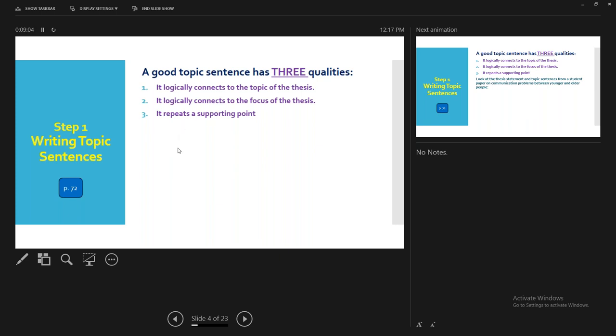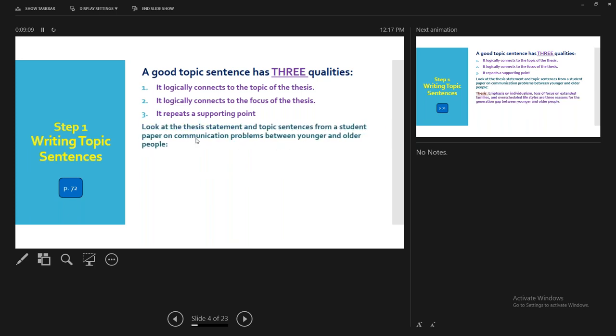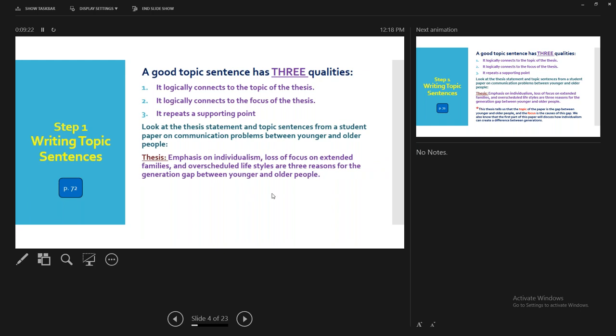Okay. So what do you mean by these three qualities? Let's look at the example we have here, and things will be clearer for you. Look at the thesis statement and topic sentences from a student paper on communication problems between younger and older people. Okay, what is the thesis? This is the thesis statement. Emphasis on individualism, loss of focus on extended families, and over-scheduled lifestyles are three reasons for the generation gap between younger and older people.